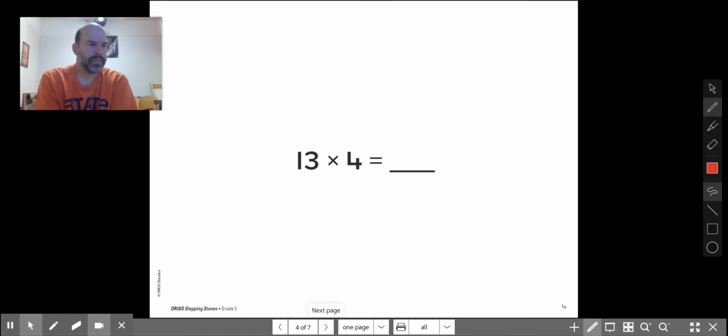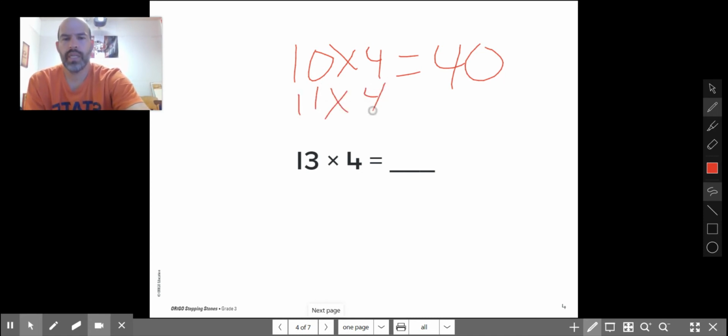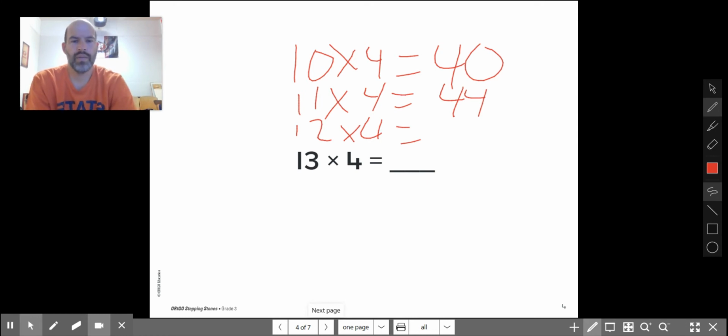All right, now let's look at this. 13 times 4. How do you figure out the product? What known multiplication fact could you use? Do you know what 10 times 4 is? 10 times 4 equals 40. And we know 11 times 4 is equal to 44. So 12 times 4, 4 more is what? 48. And then 13 times 4 would be 4 more, so that would be 52.